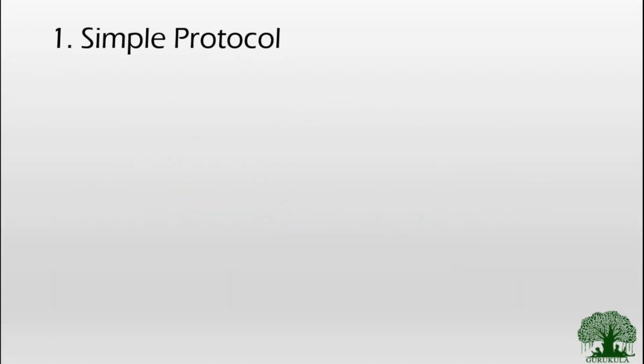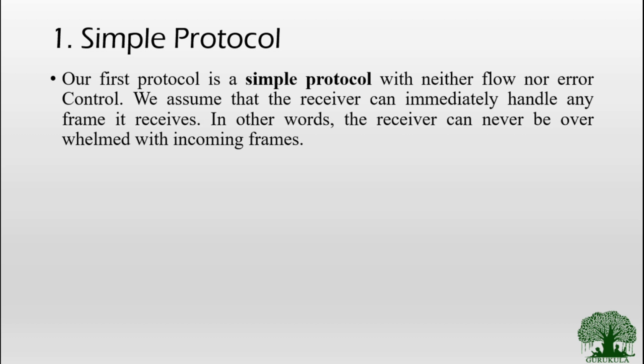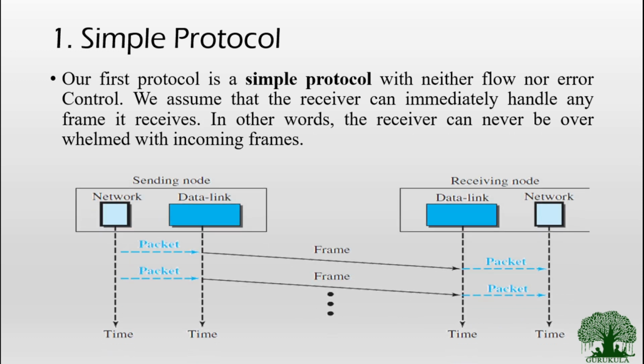Our first protocol is what we call the simple protocol, where neither flow nor error control is implemented. This simple protocol just assumes that the transmitter and the receiver are operating at the same speed, and also that whenever the transmitter transmits the data, the receiver is going to receive it and process it at the same time. That is the main assumption made in the simple protocol. And this is how the flow control of the simple protocol can be depicted.